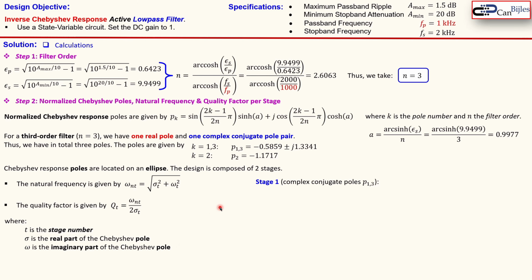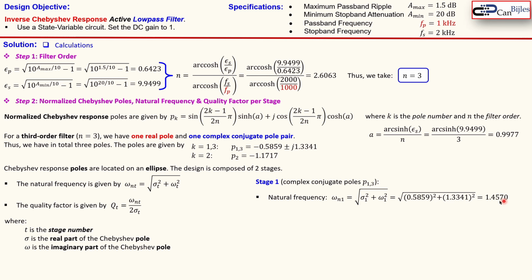So our first stage, we start with this complex conjugate pole pair, and those are the poles 1, 3. Now for the natural frequency, we can use this formula. You can again use here t is 1. You see here then this will be a 1, this will be a 1, and you refer then to this pole pair. You see here 0.5859. Of course you can take the minus, but it will be squared, so it's not necessary. And there will be also this 1.3341, which is then the imaginary part.